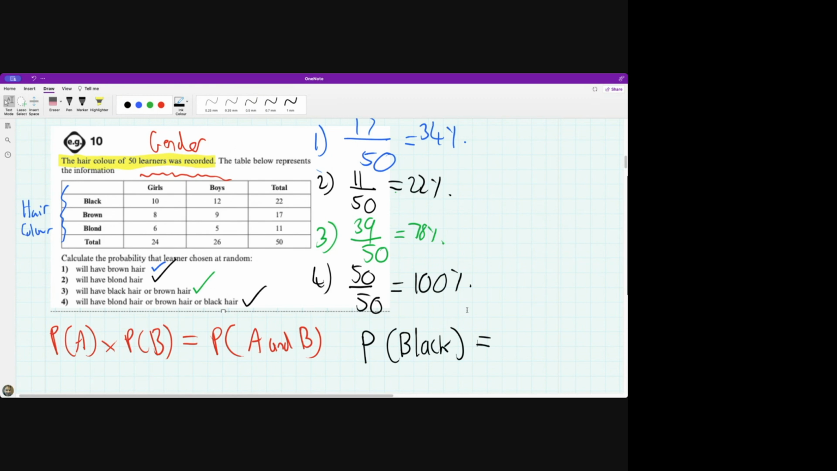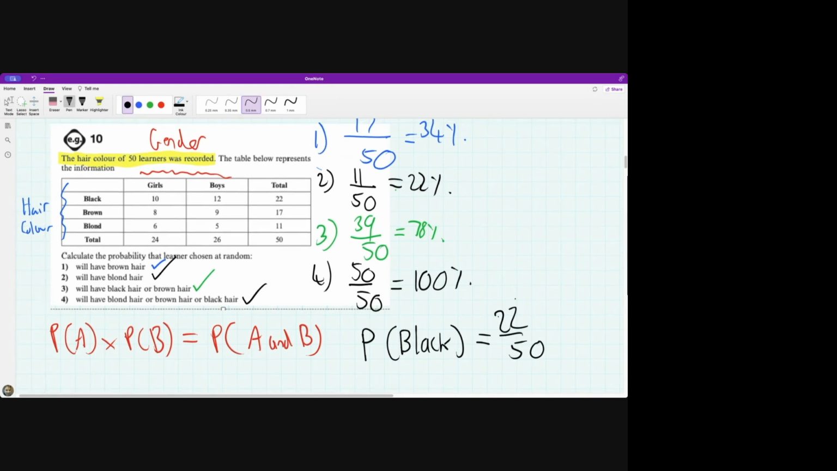So you look at your table and you say, what is the probability that a randomly chosen person has black hair in this group? I'm looking in the black hair part of town, and there are 50 people in this group. So there are 22 out of 50, or there's a 44% chance.